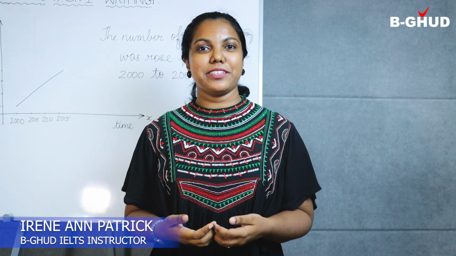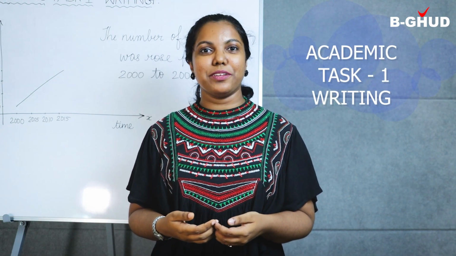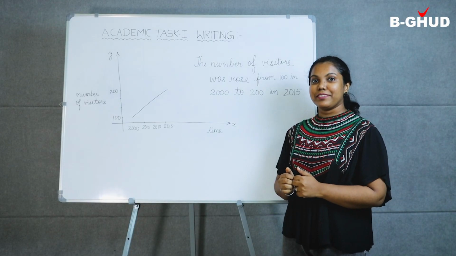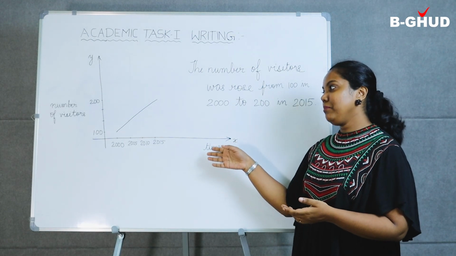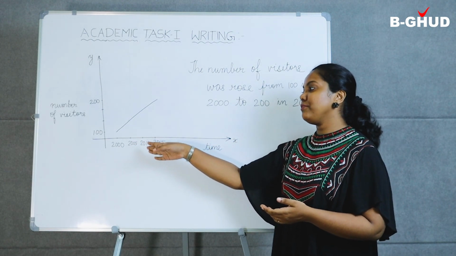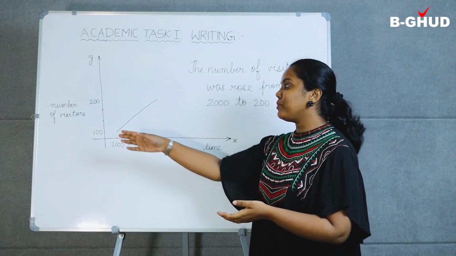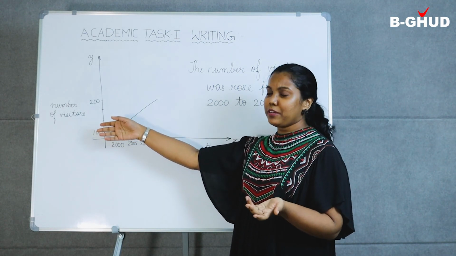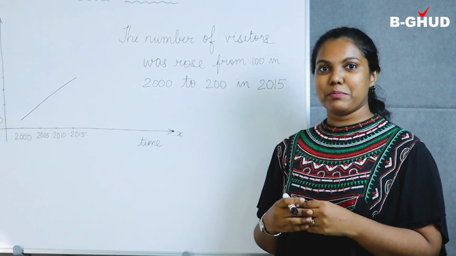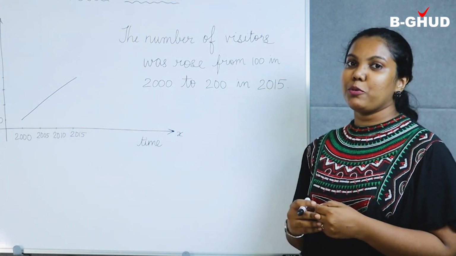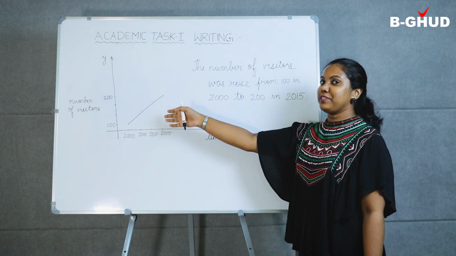Today we're going to look at a common mistake that many of my students make in the academic task 1 writing session. So here we have an example of a change graph where on the x-axis there's time indicating 2000, 2005, 2010 and 2015, and on the y-axis we have the number of visitors to any particular country marked as 100 and 200. Here we have a sample statement with a common mistake that most candidates are likely to make. The sentence here is an explanation of this graph.